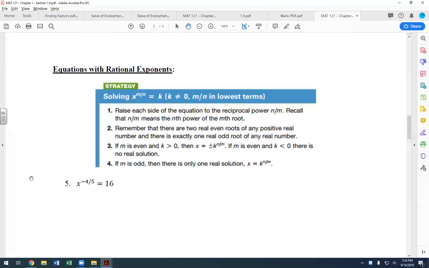Man, I can't believe we didn't even make it to 1.6. Water writing. Okay.